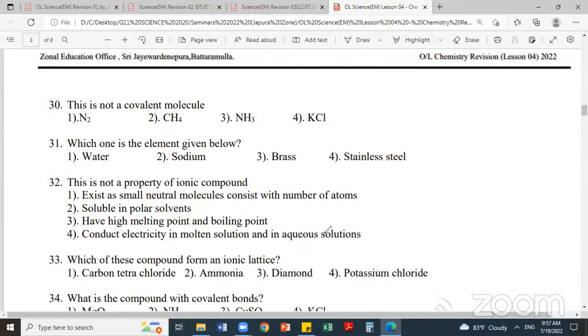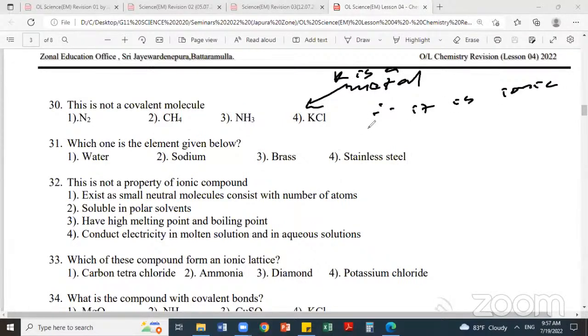I told you how to remember easily the covalent and ionic. If there's at least one metal in it, it is ionic. Potassium is a metal. Therefore, it is ionic. K plus and Cl minus between ions. Ionic bonds are not covalent. All these are covalent. Why? All these have only non-metals.